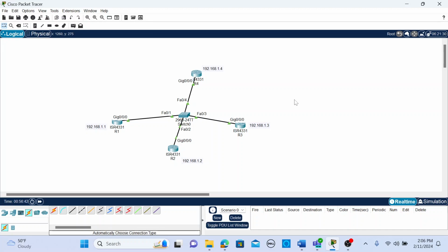So why do we need this DR BDR terminology? Why can't we just put those routers here and let them communicate? Actually, in OSPF, there is no limit on the number of routers in the network. You can keep multiple routers, even millions of routers. There is no particular number that restricts how many routers you can configure OSPF on.